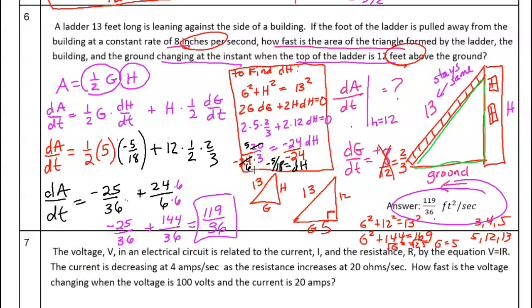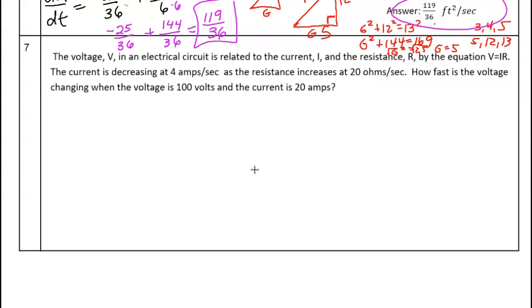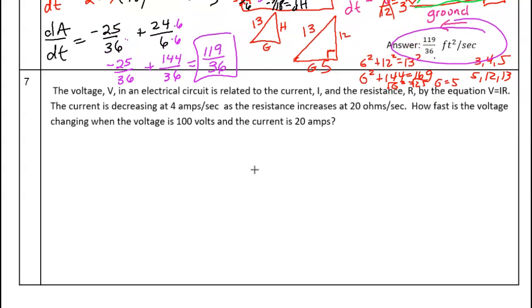Due to the time, it probably wouldn't be on an AP, but remember, I'm also just teaching you how to do related rates. All right, number 7 is actually pretty fast. Sometimes they'll give you a scenario that's unknown, and so they provide you with the formula. So we're talking about voltage, and you're not supposed to know anything about voltage, related to the current, which is I, and the resistance, which is R. And so they give you this formula.